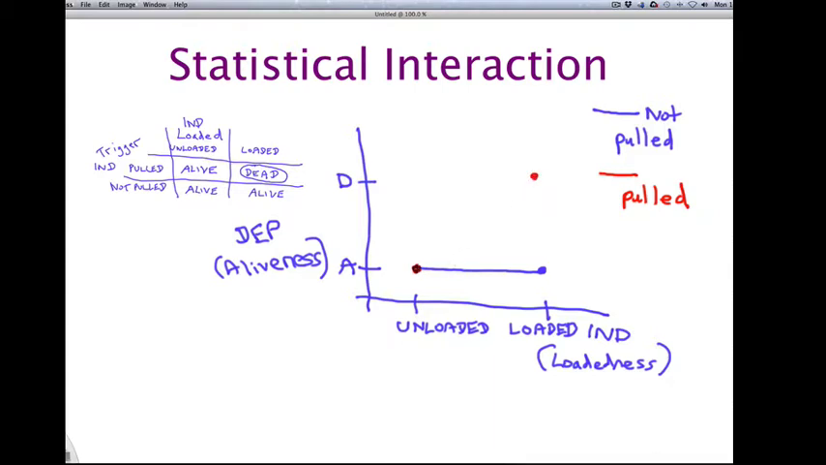So in this case, the state of aliveness changes from being alive to being dead when you change from being unloaded to being loaded and pull the trigger. Okay, so the red line indicates one of the two states of the pulled variable, and the blue line indicates the other state. One of the things you notice about this graph is that these two lines are not parallel, and that's a visual clue that there's an interaction.